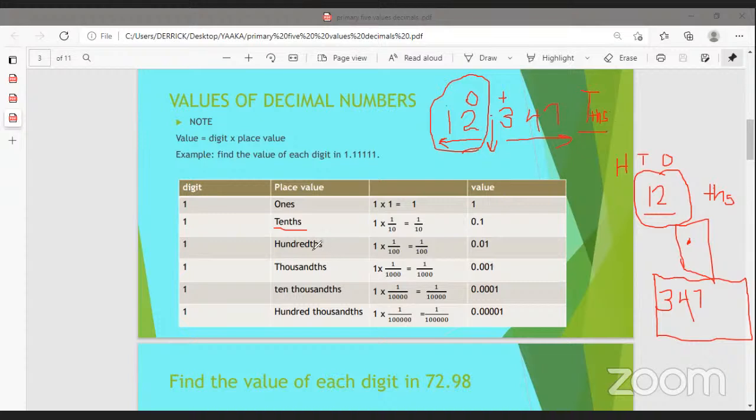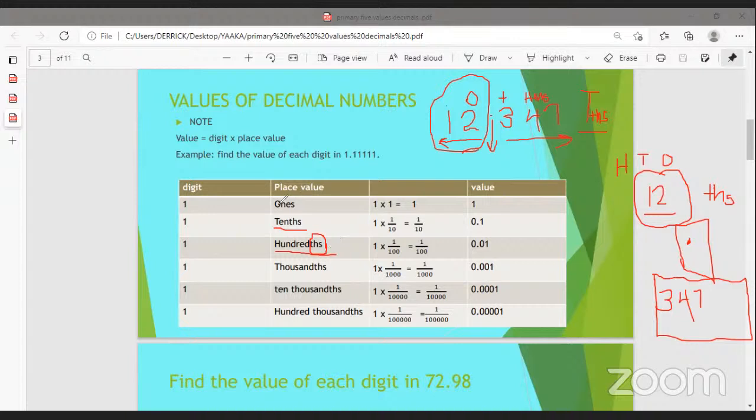Then the next is hundredths. This digit here, that is digit 4, its place value is hundredths. It's abbreviated as HTHS here. Now, what does the THS represent? This THS, when you change it, it enables you to form a fraction, yes?